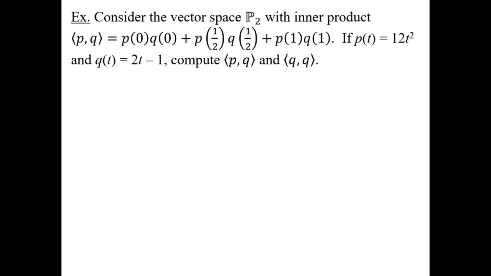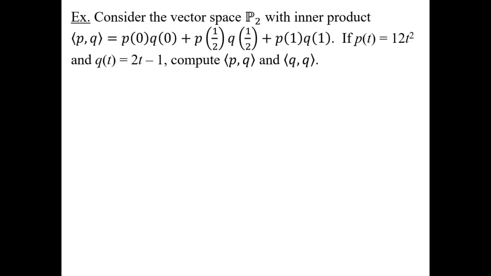I skipped one here. Let's consider the vector space P2. Remember, that was the space comprised of all polynomials of degree at most 2. So it included linear and constant polynomials as well.